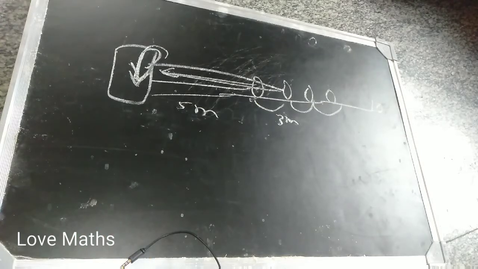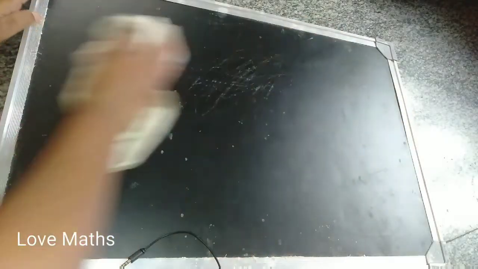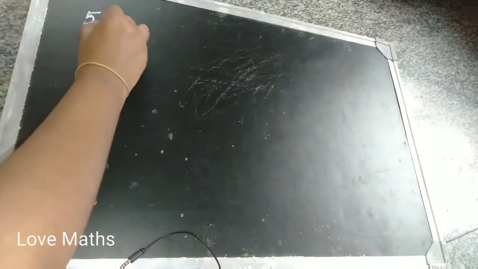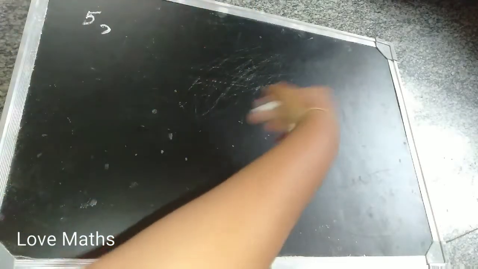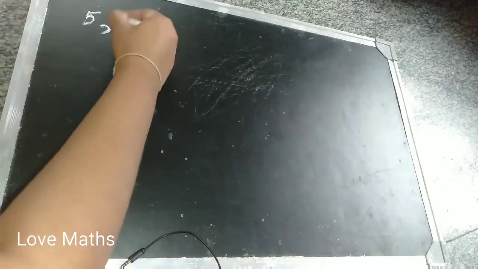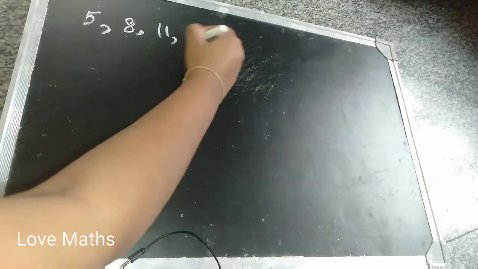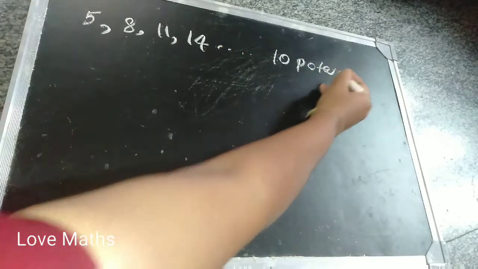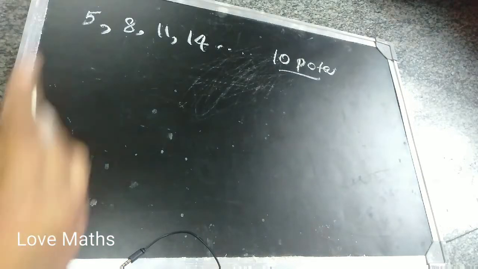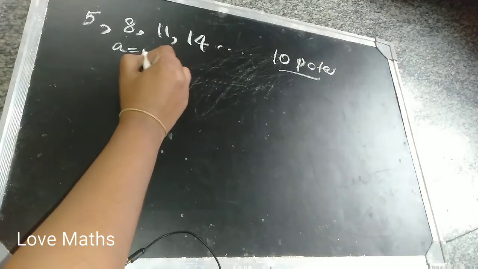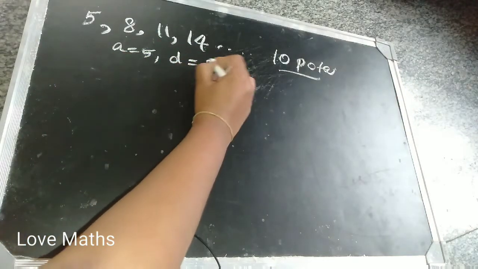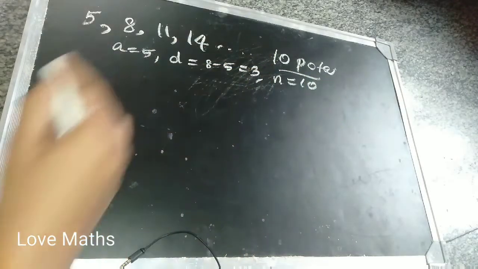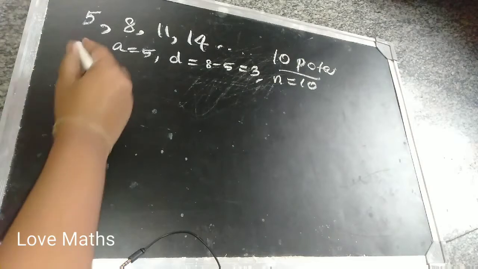So how to do the sum? First you have to find the sequence. The first potato is at 5 meters. The next potato is 3 more, so 5 plus 3 is 8. Next, 8 plus 3 is 11, then 14, and so on, up to 10 potatoes. So in this sequence a is 5, d is 8 minus 5, which is 3, and n is 10. You have to find Sn.